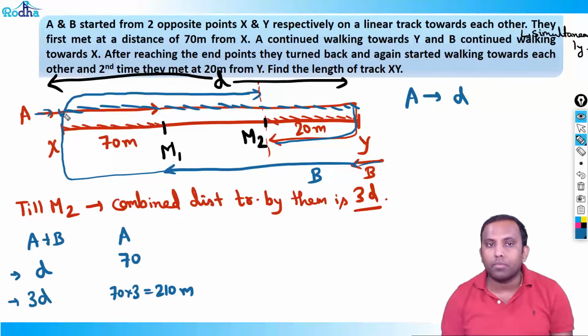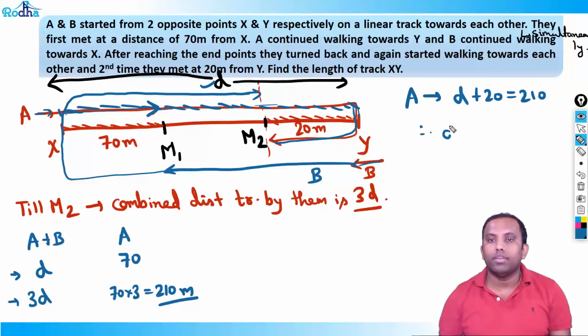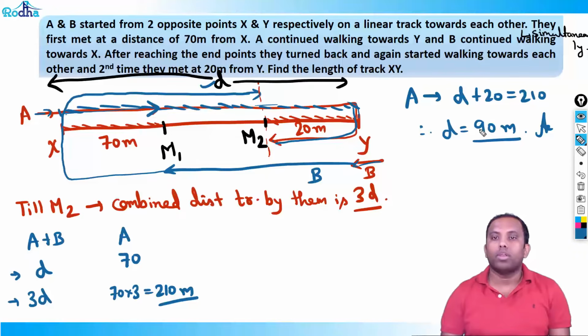This is the path of A till M1, and then it moves forward till M2. So by this diagram, A has traveled a total track length of D plus 20, and A actually has traveled how much? 210. So D plus 20 is equal to 210. Therefore D is equal to 190 meters. This is the answer.